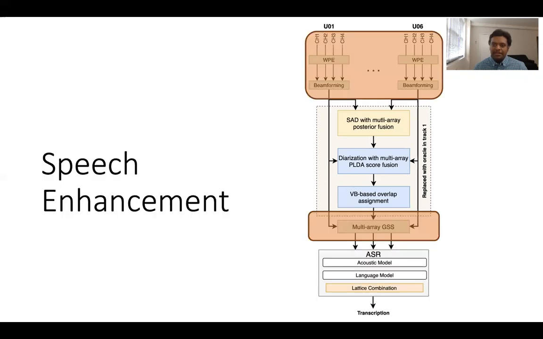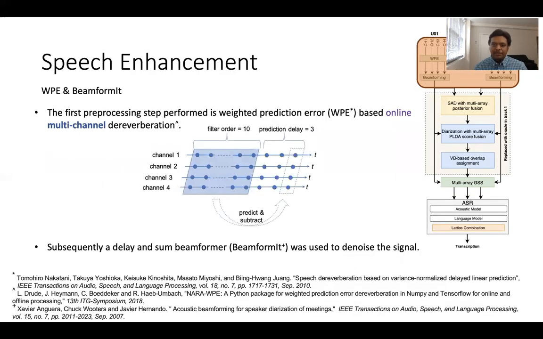Like I said earlier, there are 2 speech enhancement stages, and I'll explain them. The first pre-processing step we performed was weighted prediction error-based dereverberation. We used the online multi-channel version, and we fixed the filter order to 10 and prediction delay to 3. We subsequently used a delay and sum beamformer to denoise the signal.